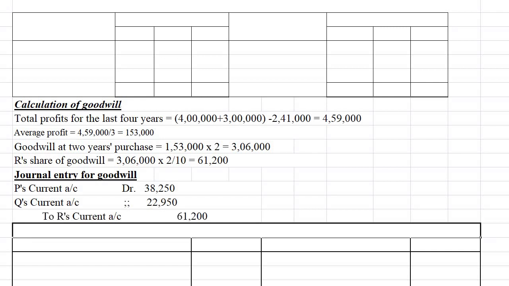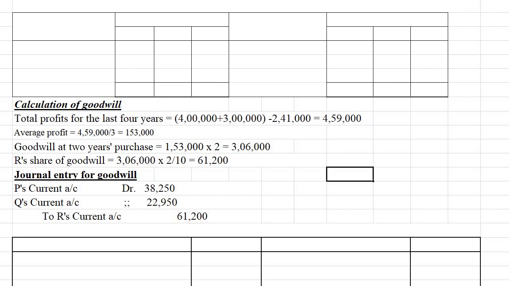So 61,200 is the amount that is shared among P and Q in their gaining ratio. Gaining ratio is 5:3 because the old ratio was 5:3:2. Out of that, 2 part is gone. So remaining 5:3, so 5/8 and 3/8. That is their gaining ratio. Okay.